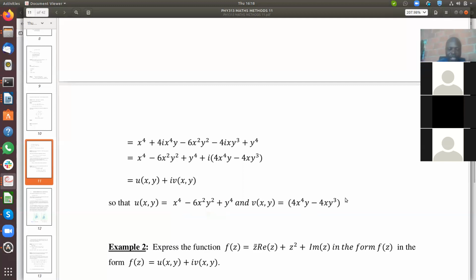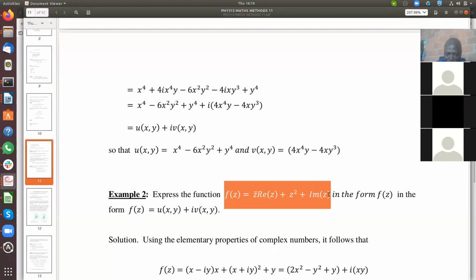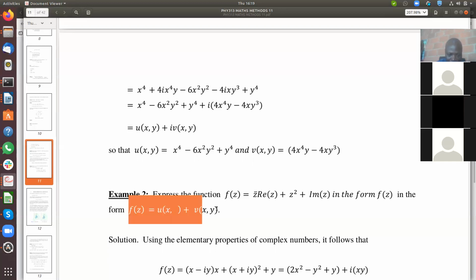Now let's proceed. Let's look at the second problem there now. This is the second problem, example 2. You have to express the function f of z is equal to the modulus of the conjugate of z, times the real part of z, plus z squared, plus the imaginary part of z, in the form of f of z equals u of x, y plus i v of x, y. So you have to rewrite this whole expression in this form, like what we just did now.